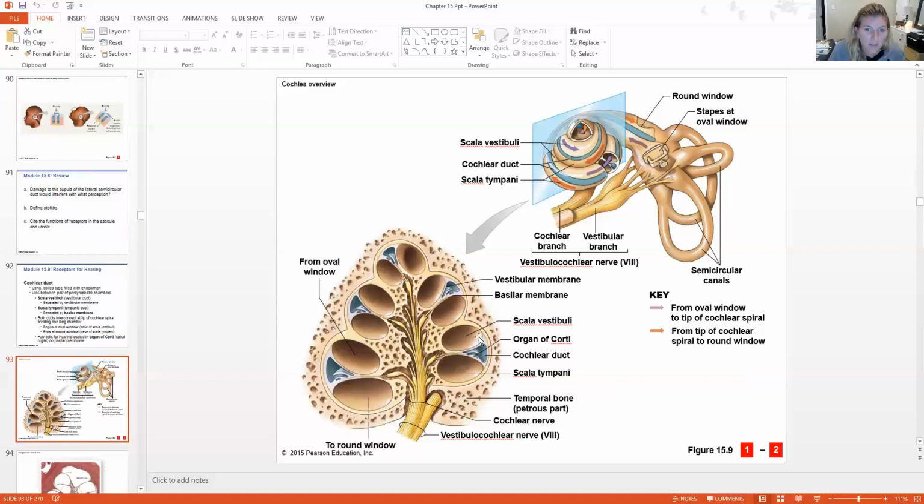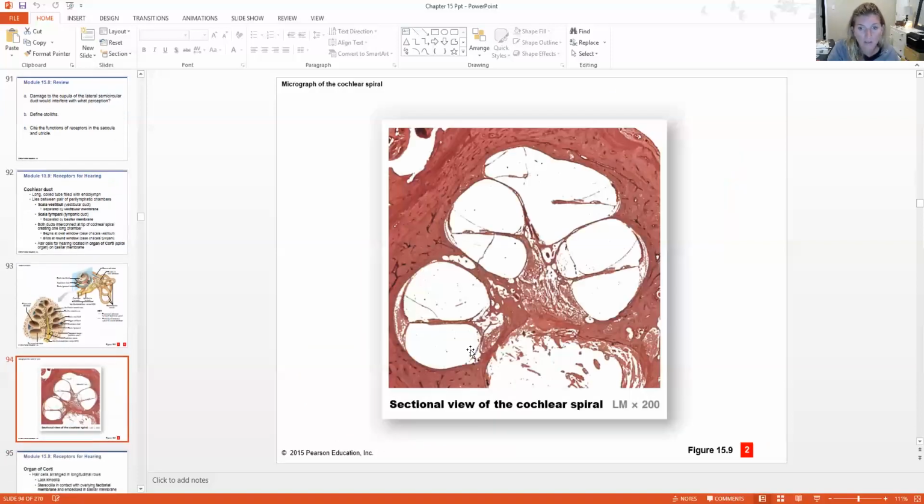The scala vestibuli are the large holes, and the scala tympani are the holes just beneath it. So they travel in a pair. It's a double membrane system there. Notice they're all connected to these nerve fibers, which all branch into that vestibular cochlear nerve. So the organ of Corti is the specialized surface within this cochlear duct system between the scala vestibuli and the scala tympani. There you see a cross section of the whole cochlear spiral.